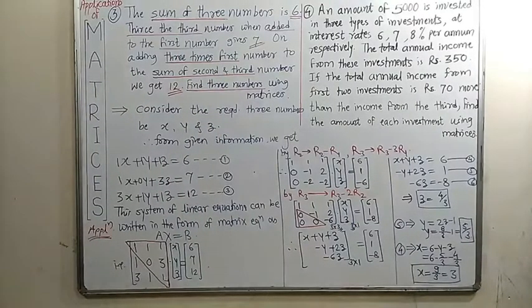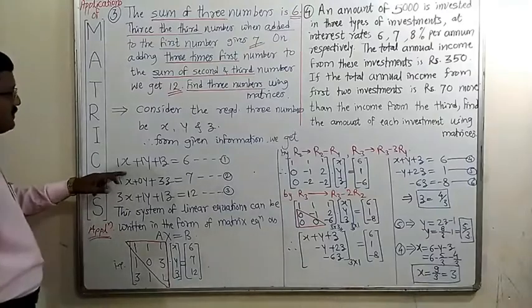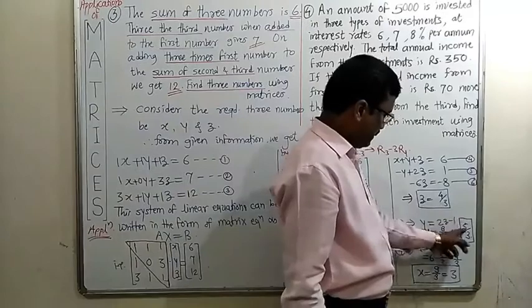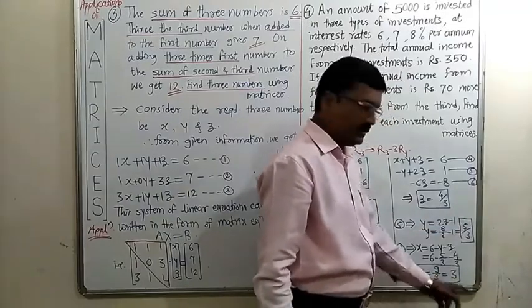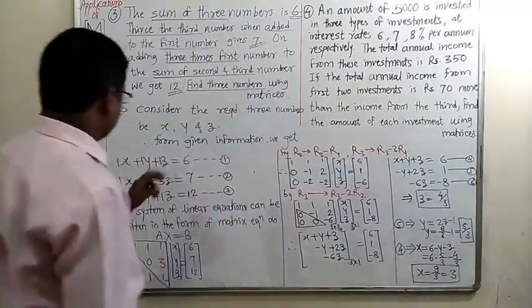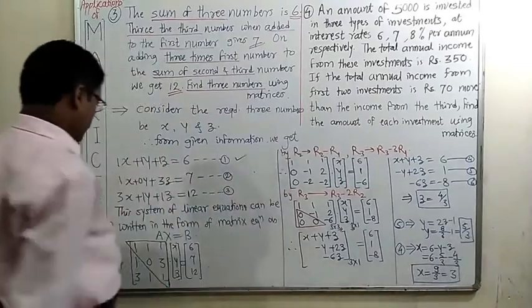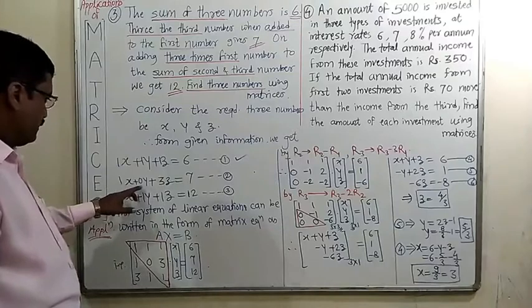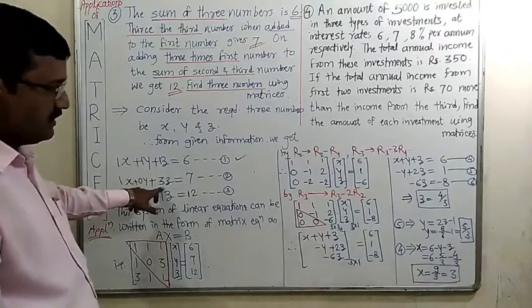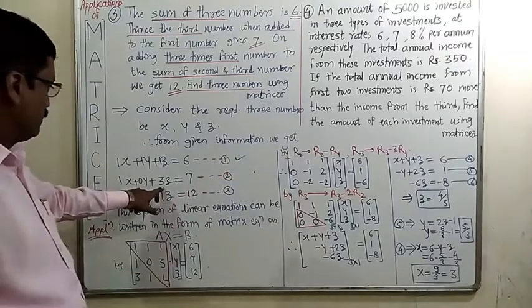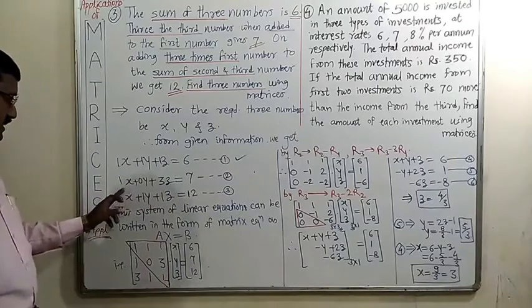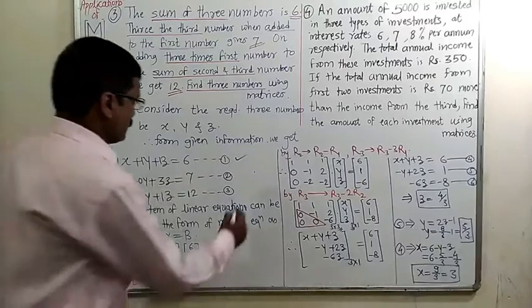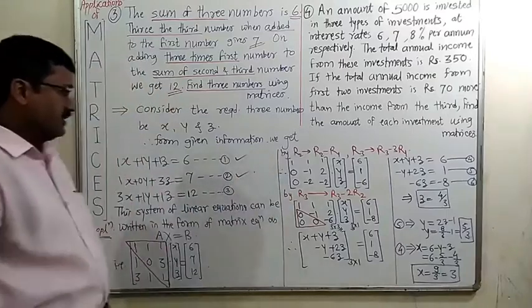Let us check whether our answer is correct or not. The sum of 3 numbers is 6. The sum of y and z, that is 9 by 3, that is 3, and 3 plus 3 is 6. So first condition gets satisfied. Let us check the second condition. Second is x is 3, 3z is 4, so 3 plus 4, that is 7. So second condition also gets satisfied.